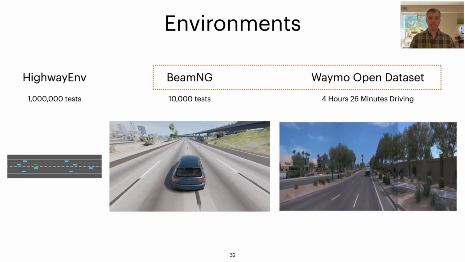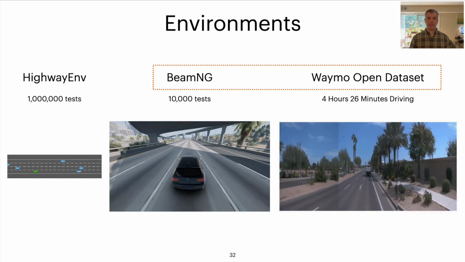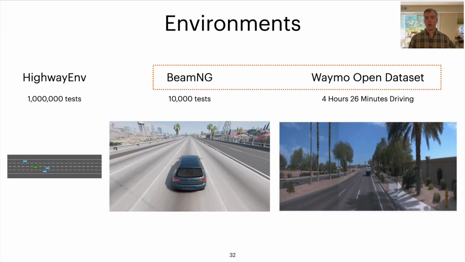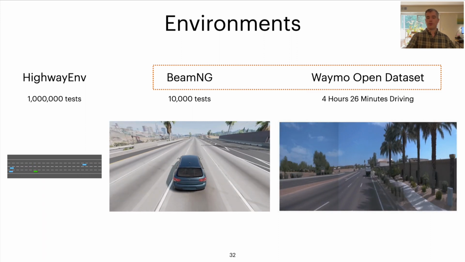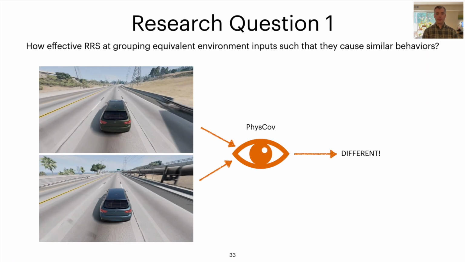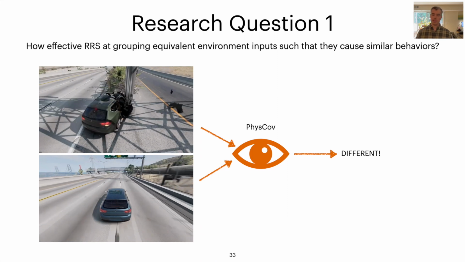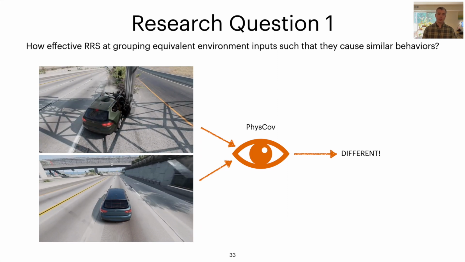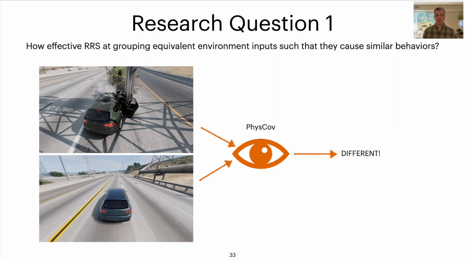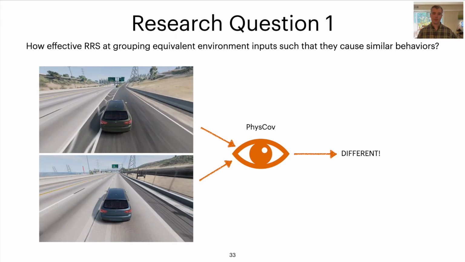BeamNG is a high-fidelity simulator where we ran 10,000 tests, and the Waymo Open Dataset is a dataset provided by Waymo with real-world driving data, where there was roughly about 4.5 hours of driving data that we used. Our first research question said, how effective is RS at grouping equivalent environment inputs such that they cause similar behaviors? So for example, here we can see a vehicle that's crashed as well as a vehicle that's driving down a highway. If we were to look at PhysCov, we would hope that they say they're different.